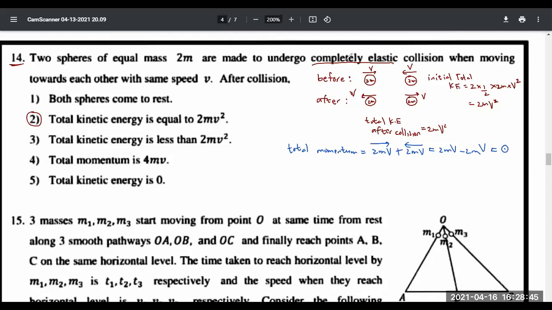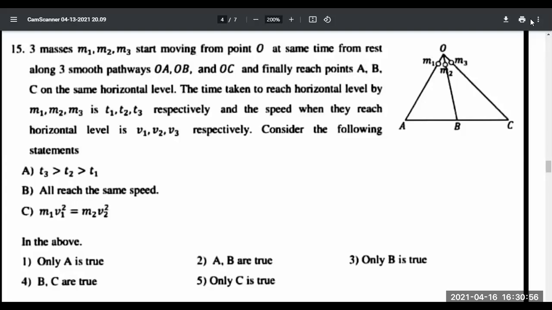When you see the word completely elastic, total kinetic energy should be the same before and after collision. That's the concept. Three masses M1, M2 and M3 start moving from point O at the same time from rest along three smooth pathways OA, OB and OC. So there is no friction.